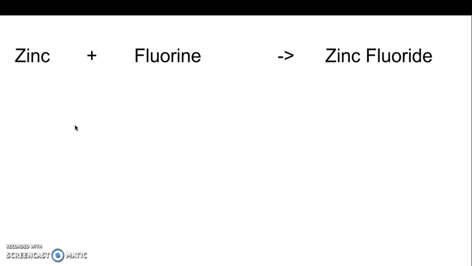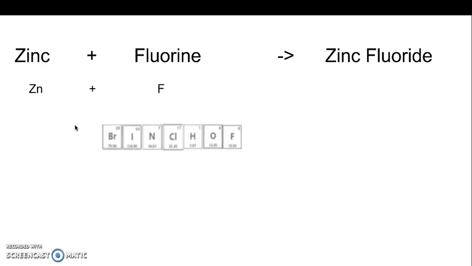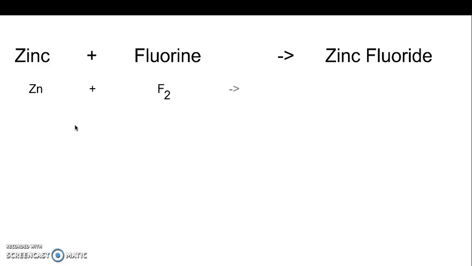So number 2, zinc plus fluorine will give us zinc fluoride. Zinc on the periodic table is Zn, and fluorine on the periodic table is F. Any of these Brinkelhoff? Yes, fluorine is a Brinkelhoff element, so we need 2 of those. That gives us zinc fluoride.